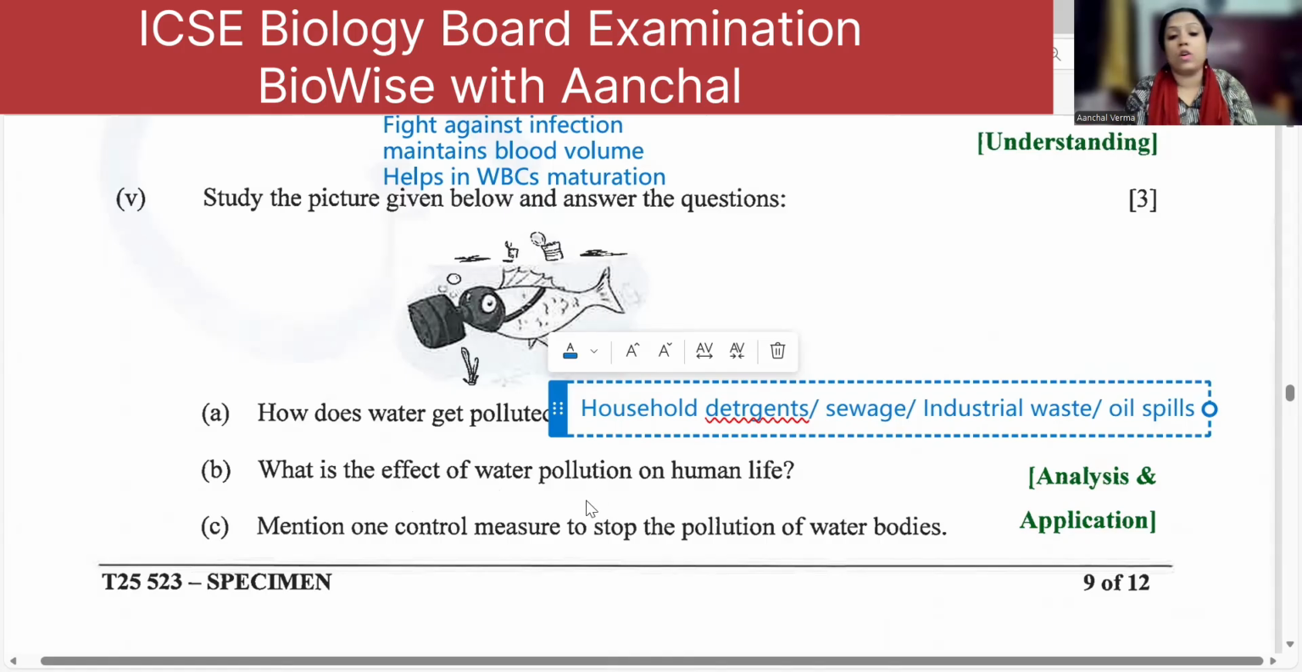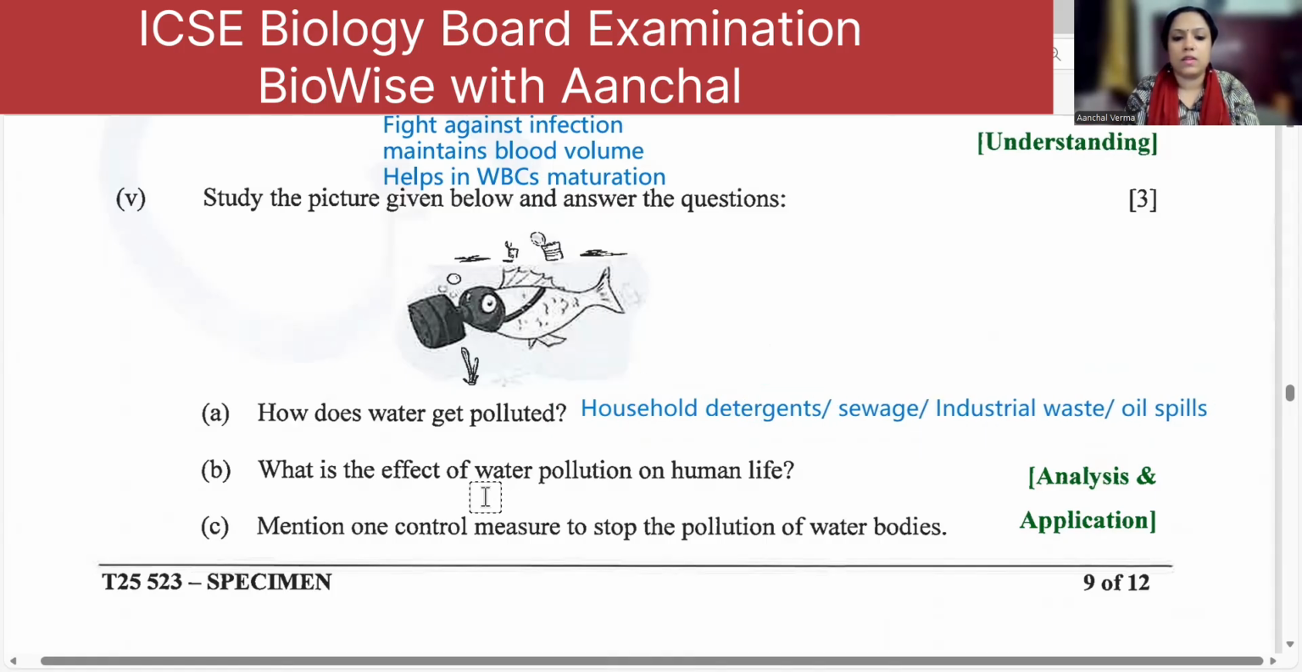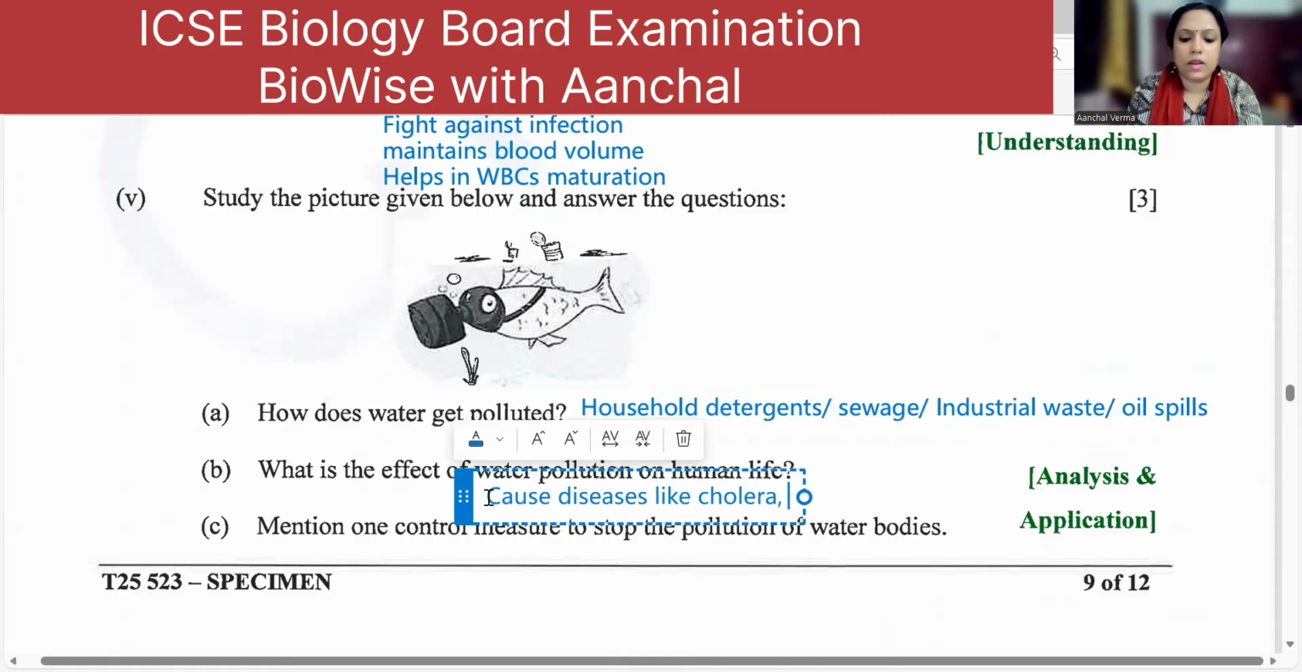What is the effect of water pollution on human life? It can cause many diseases, right? It can cause diseases like cholera, typhoid, dysentery, right? This is the effect of pollution.